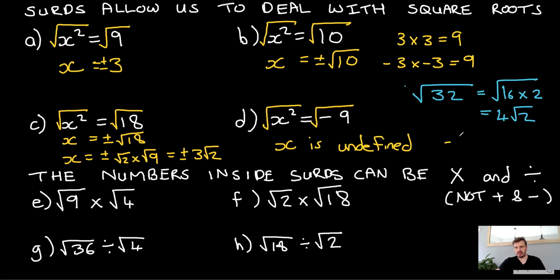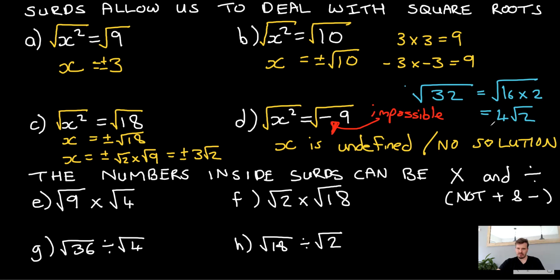Because let's say I have -3 times -3. Well, that'll just become 9. And 3 times 3 will become 9. So I can never get this to be a negative, because if it's a negative or positive, it's still going to come out as a positive. So I cannot get a negative when I square a number. So this is impossible. And so x is undefined, or x has no solution, or I can say no solution.